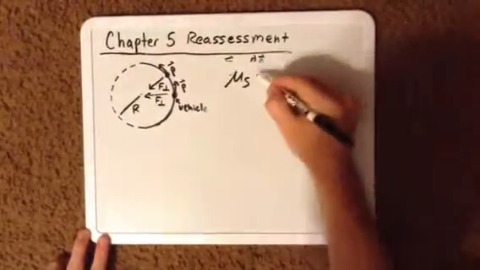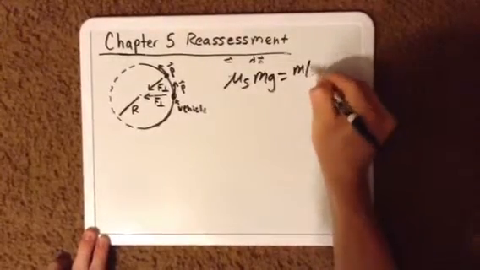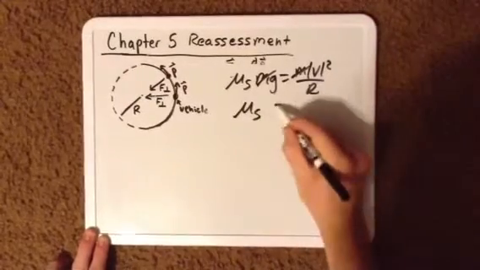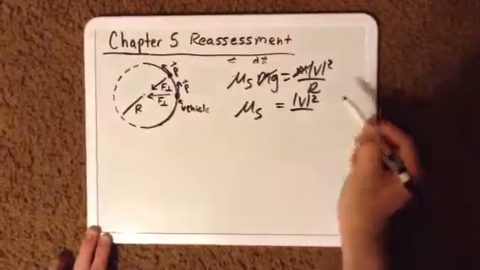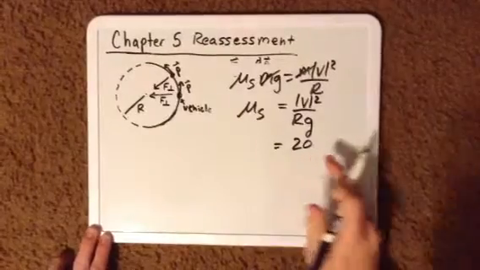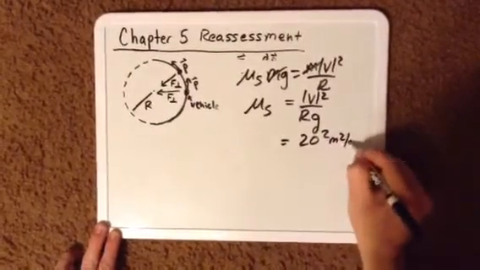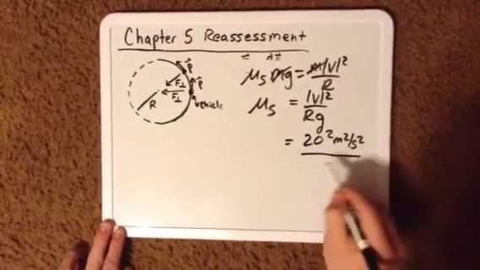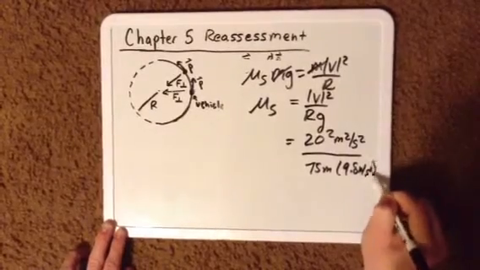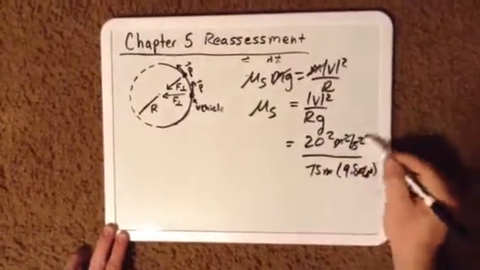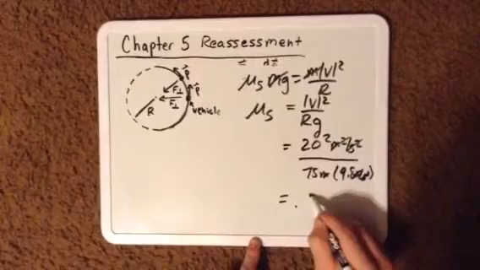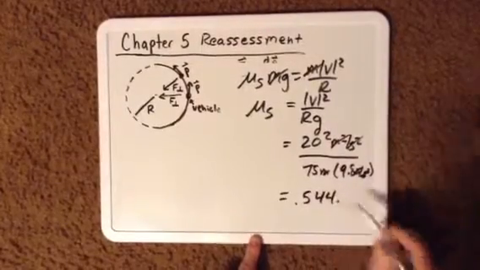So again, we have mu mg. Once again, the masses are going to cancel, as you're going to see here. Masses cancel, and let's solve for mu s. That's just going to be v squared over rg, and we plug in 20 meters per second squared, which is going to be meters squared over second squared, over 75 meters and our 9.8 meters per second squared. Notice that all these units cancel out, which is good because the coefficient of static friction doesn't have any units. When you do this computation on a calculator, you should get 0.544.